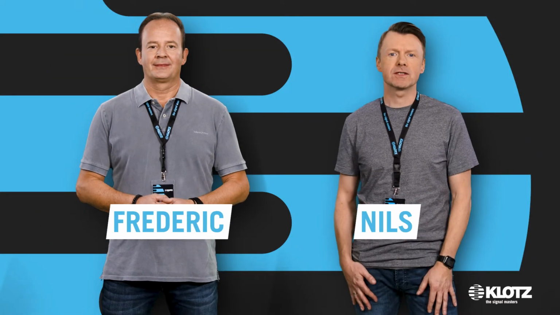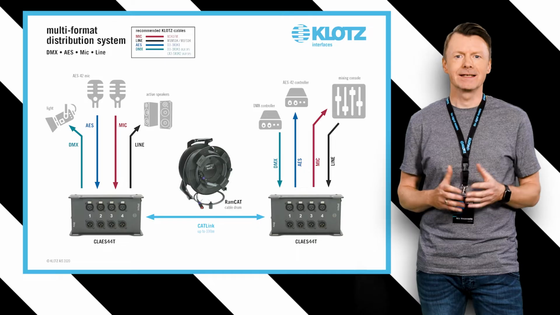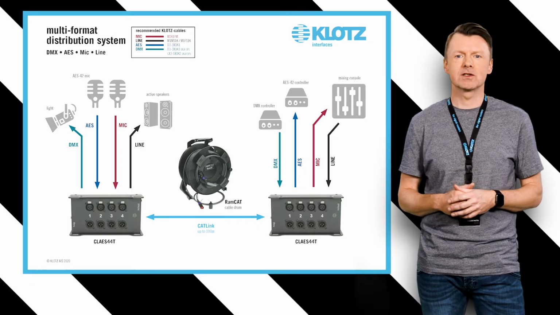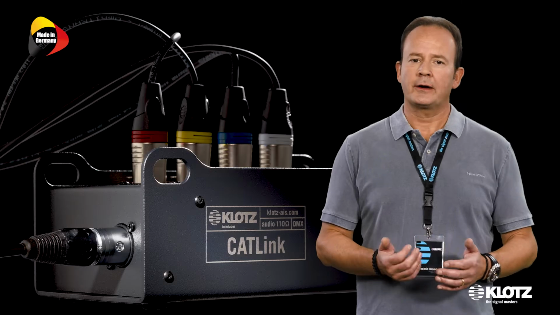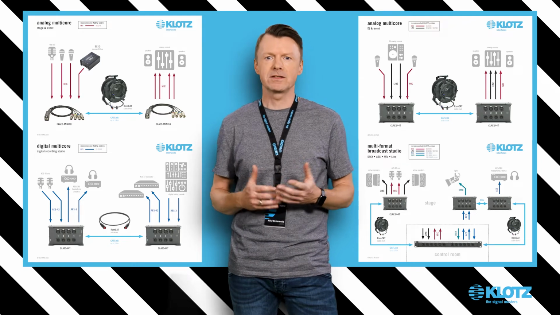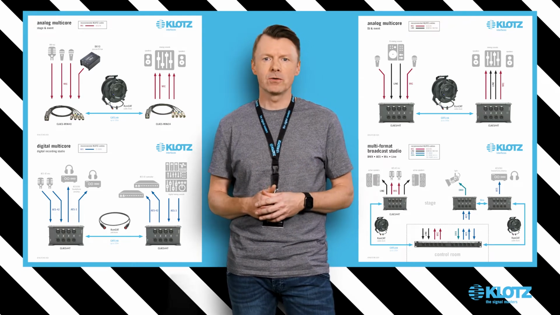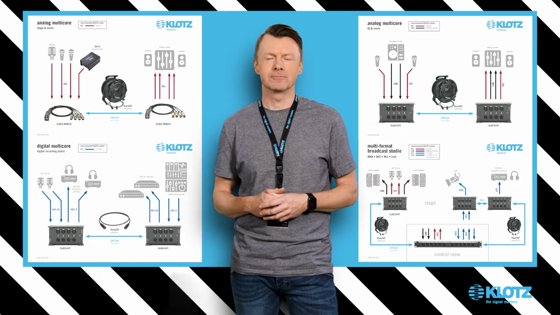Today we would like to present you our CAT-Link multicore system. What is CAT-Link? CAT-Link is a 4-channel multicore system which uses a shielded network cable for transmission. What kind of signals can be transmitted? Microphone signals with phantom power, balanced line audio or digital standards like AES, EBU and DMX are possible.